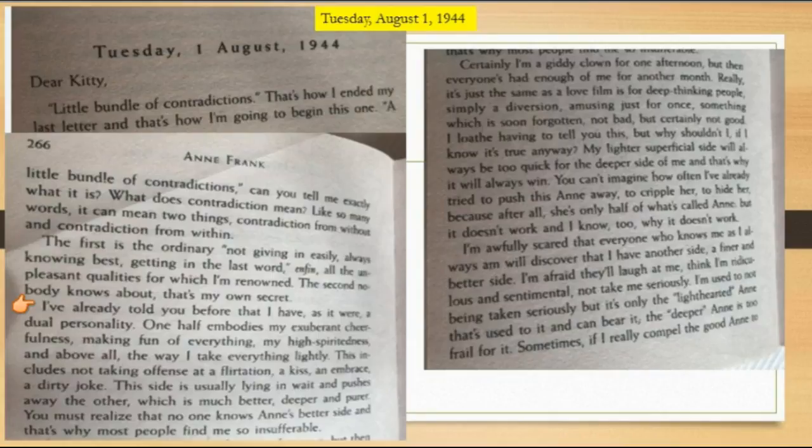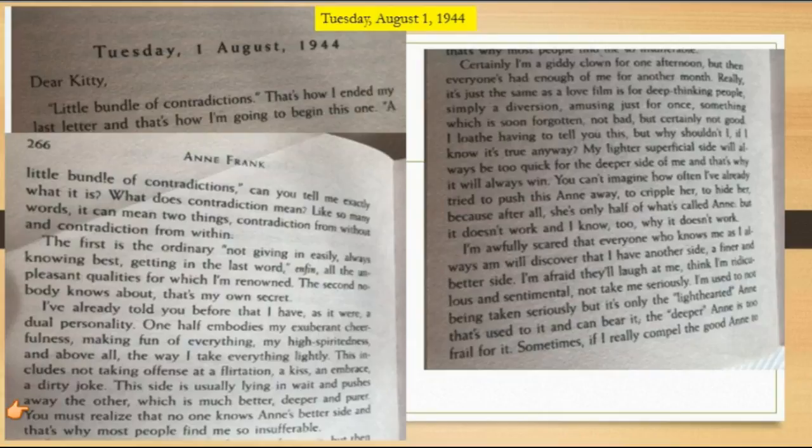I've already told you before that I have, as it were, a dual personality. One half embodies my exuberant cheerfulness, making fun of everything, my high-spiritedness, and above all, the way I take everything lightly. This includes not taking offense at a flirtation, a kiss, an embrace, a dirty joke. This side is usually lying in wait and pushes away the other, which is much better, deeper and purer. You must realize that no one knows Anne's better side, and that's why most people find me so insufferable.